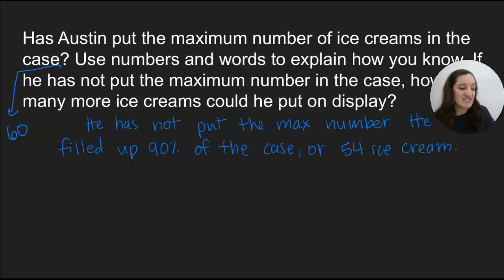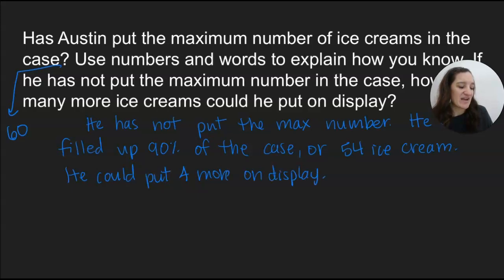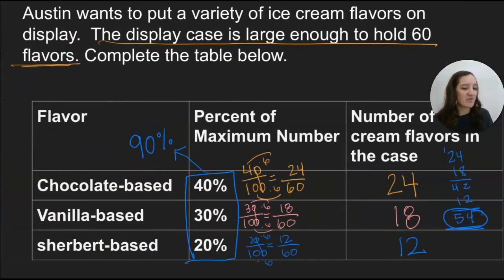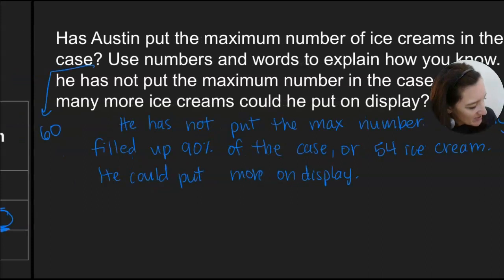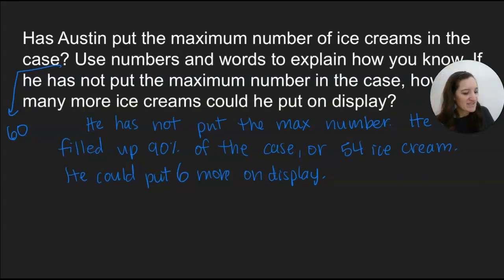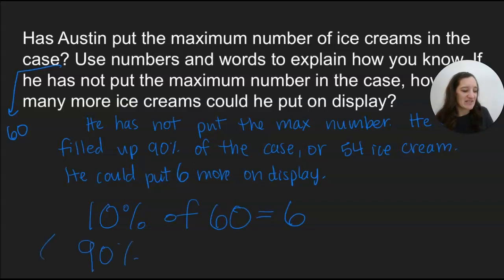How many more ice creams could he put on display? He could put 4 more on display. How did we figure that out? Because 54 is how many is on display. It can hold 60. 60 minus 54 is 6. Oh, erase. He can put 6 more on display, which makes sense because 10% of the 60 is 6. And he had 90% on display, so he needed another 10% on display, which does equal 6.